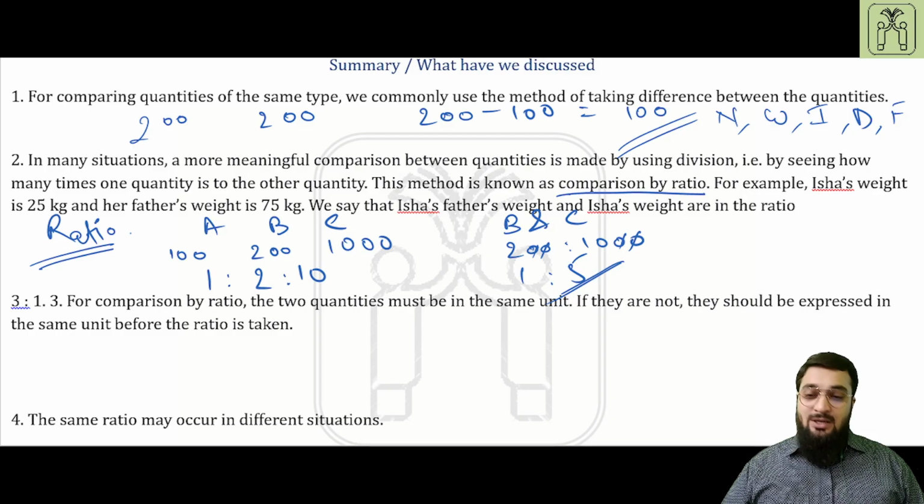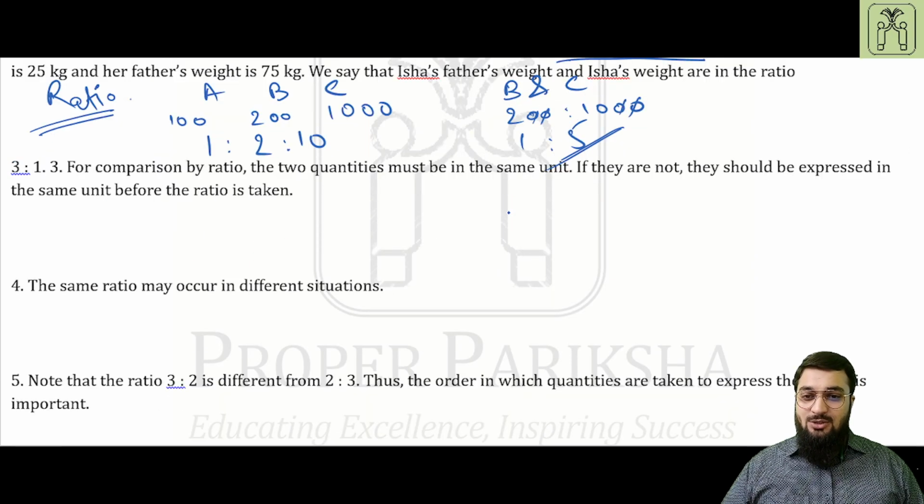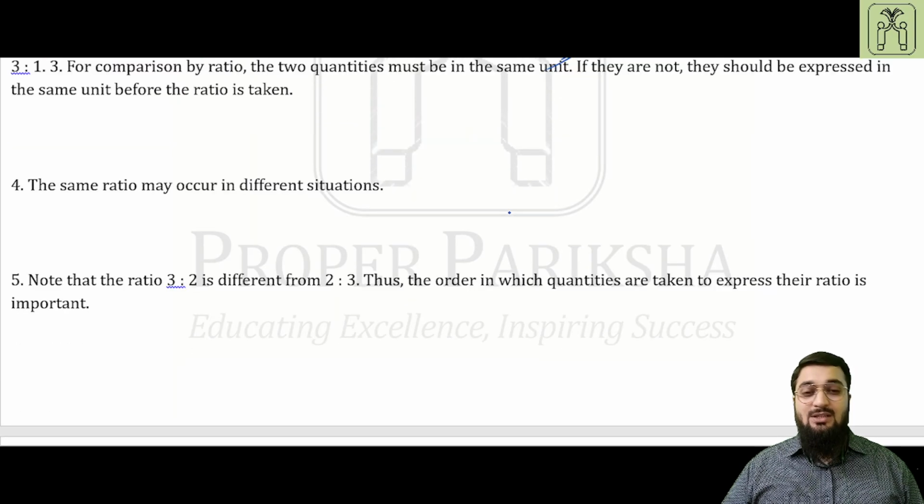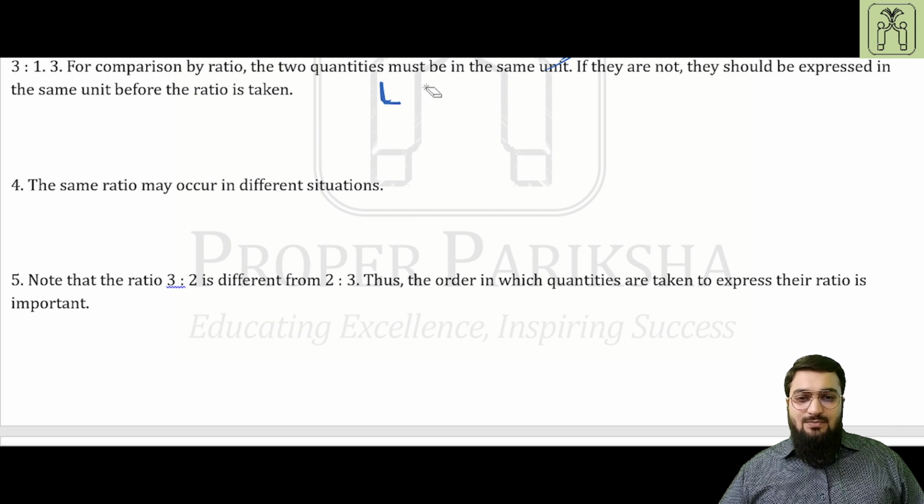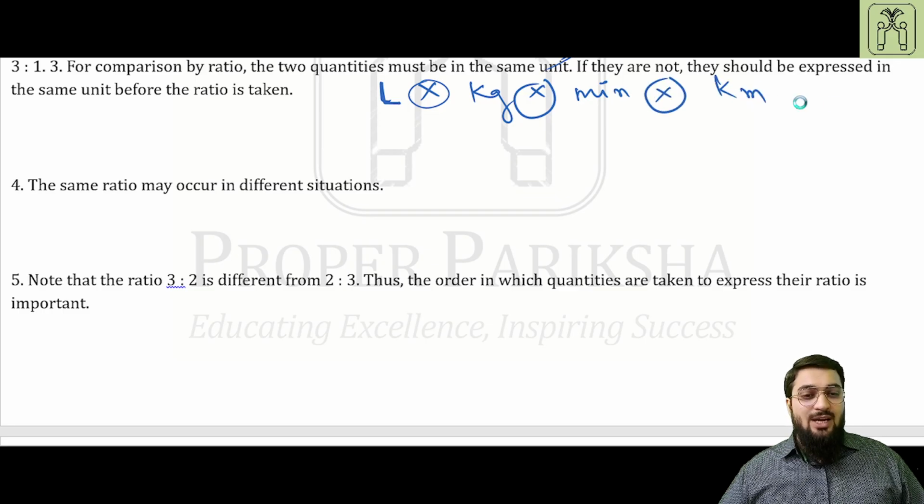And coming to the next point. For comparison by ratio, the two quantities must be in the same unit. Not only should the type of unit be the same, but the unit must be the same. For example, we cannot compare anything which is of a different type, that is, liter cannot be compared with kilogram, which cannot be compared with minutes, which cannot be compared with kilometer, and so on.